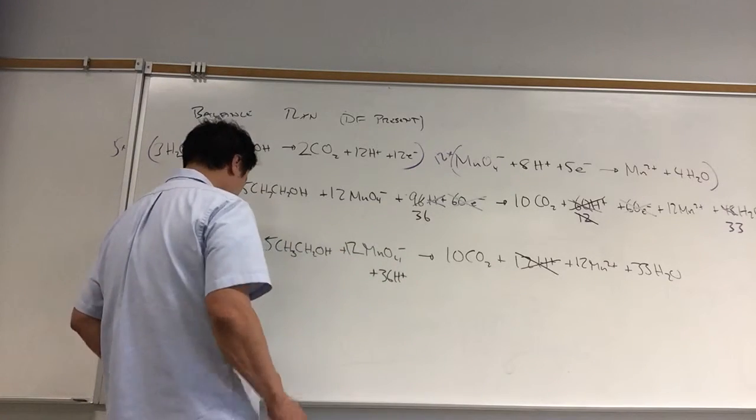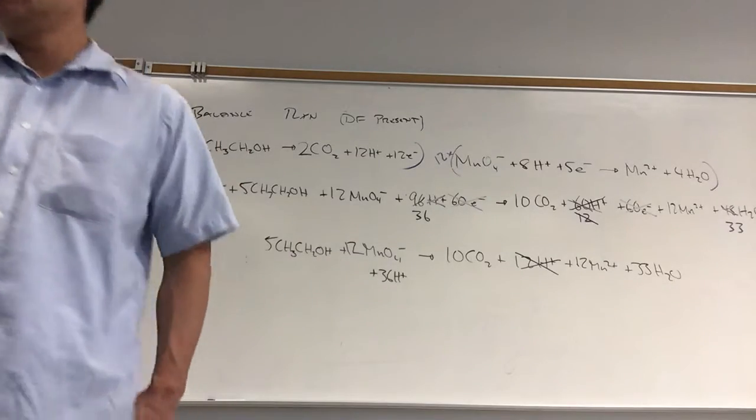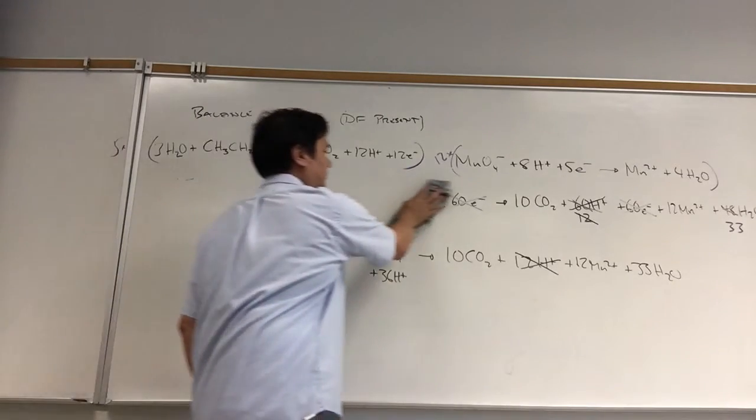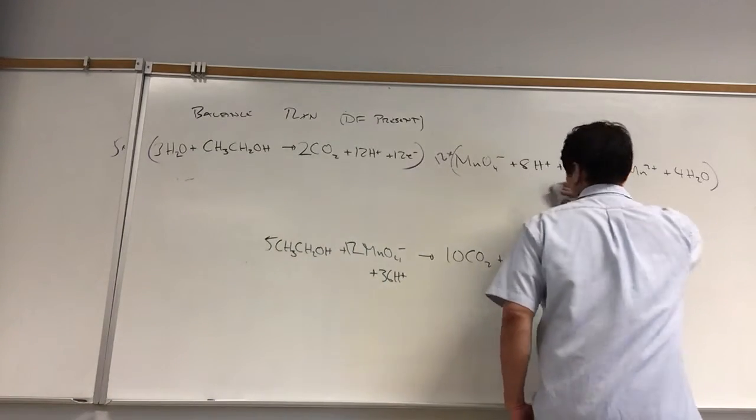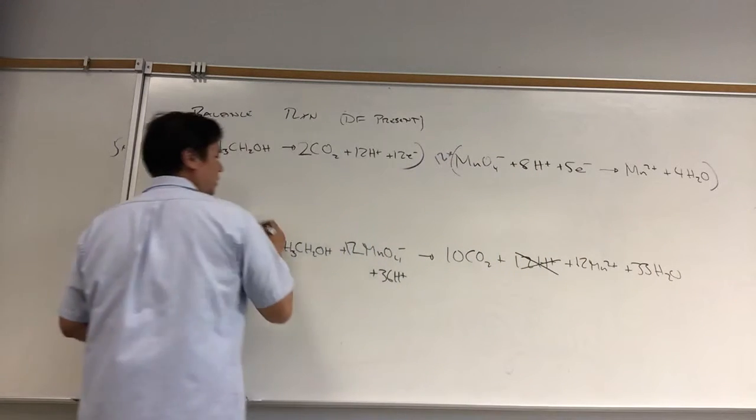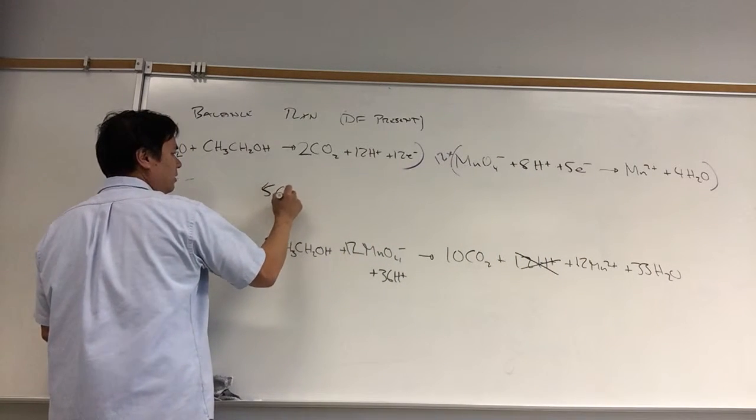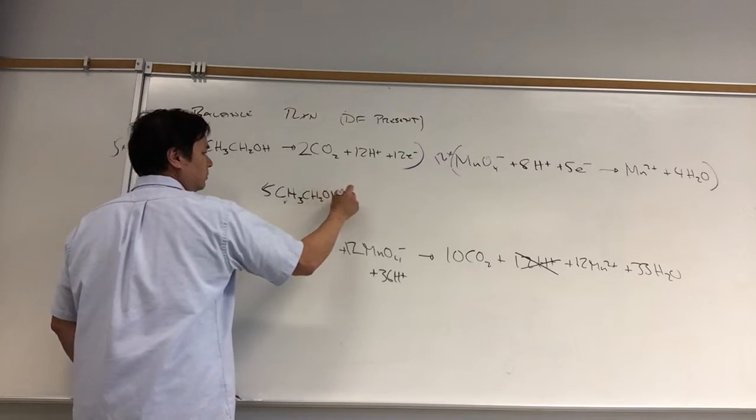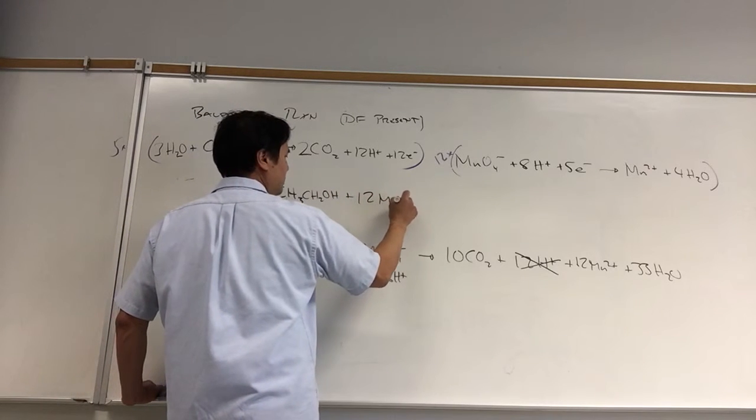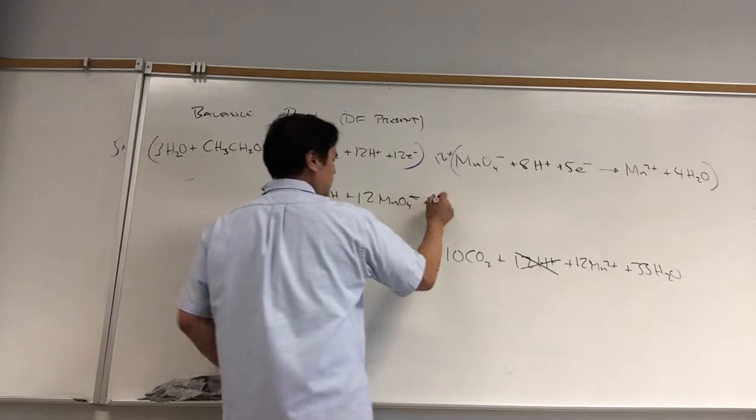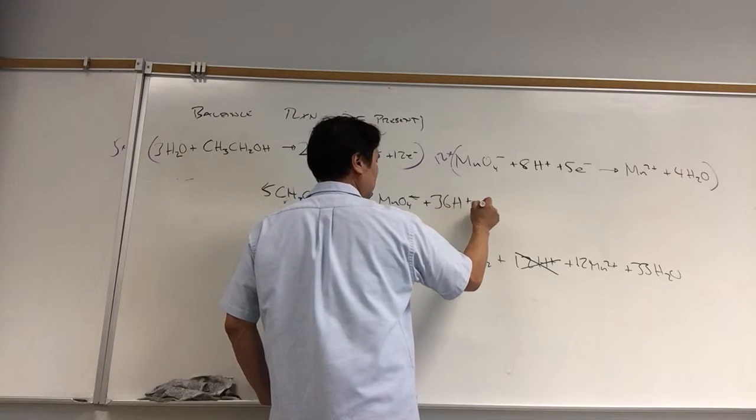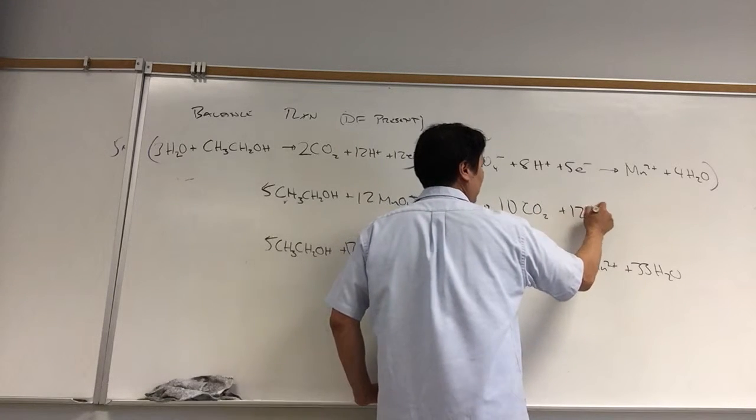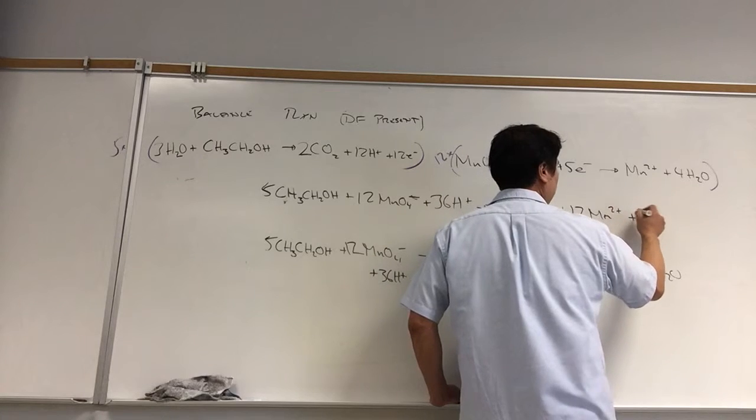Okay, I'll just rewrite this one more time, just to make it look okay. So the balanced chemical equation would be 5 ethanols plus 12 permanganates plus 36 H plus yields 10 CO2 plus 12 manganese 2 plus 33 water.